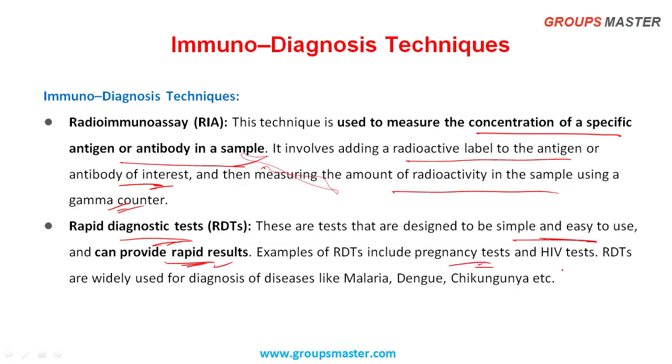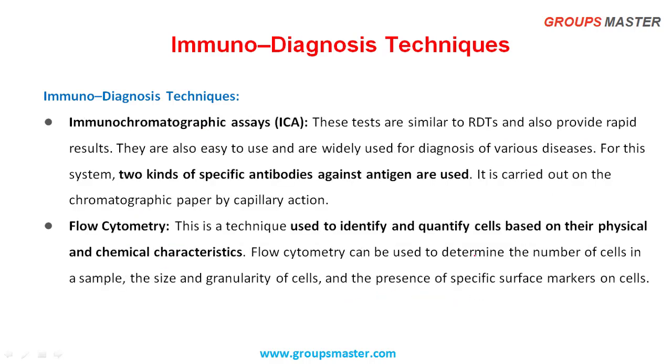For example, pregnancy test and HIV test. These are widely used for diagnosis of diseases like malaria, dengue, chikungunya, and recently COVID.